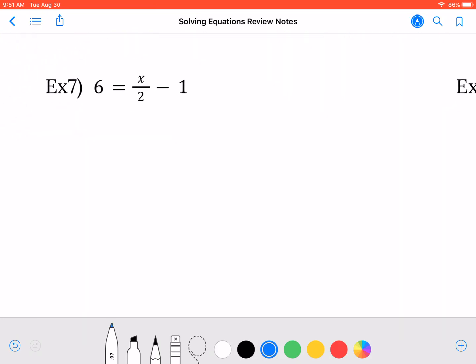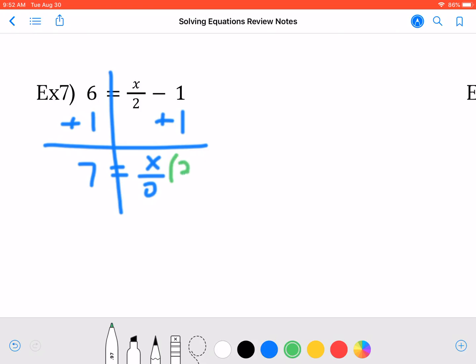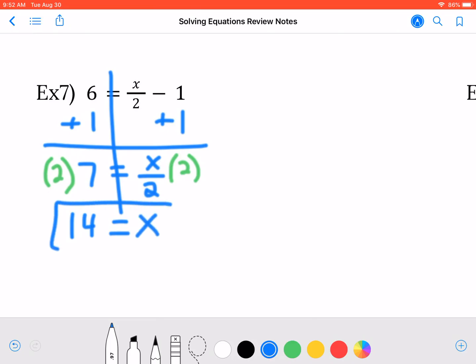And remember, if I'm going too fast, you can always pause and rewind or whatnot. So here the first thing I'm going to do is get rid of that minus 1 by adding 1 to both sides. Now I have x divided by 2 equals 7. So to get rid of that divide by 2, I'm going to multiply both sides by 2. And I get 14 for x.